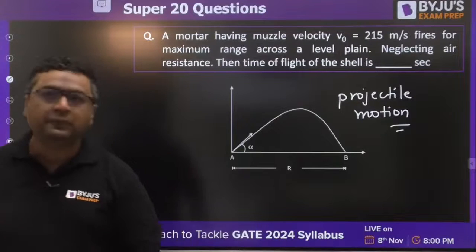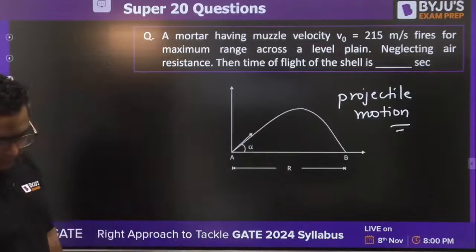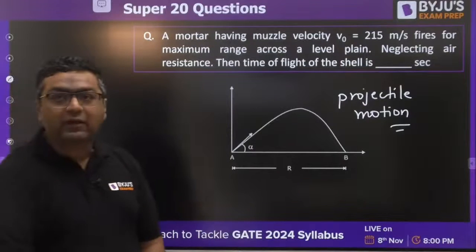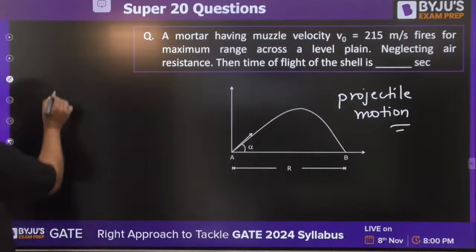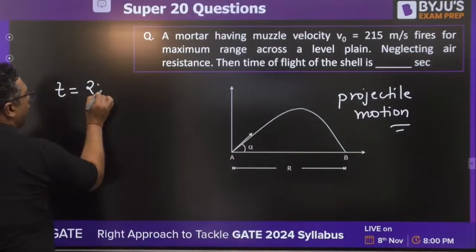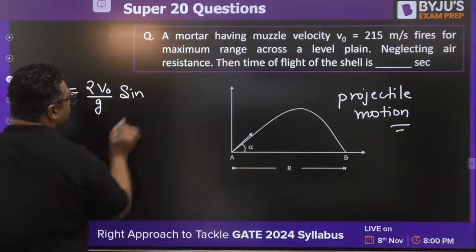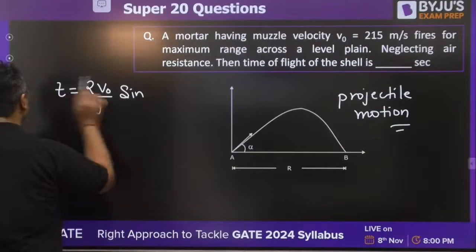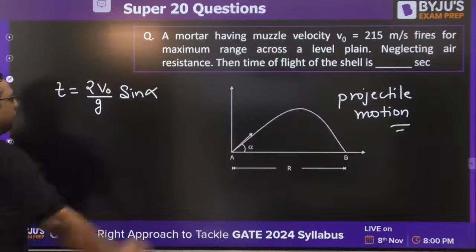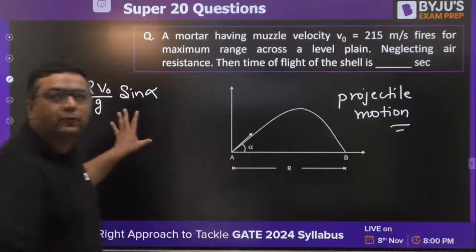Solve it, guys. Okay, Vineet is saying 31.2. Okay, very good, Vineet. So you know that the formula for time of flight is 2 v0 by g, then sine 2 alpha. Am I correct? Or sine alpha? So you just need to put the value. Very good, Vineet.